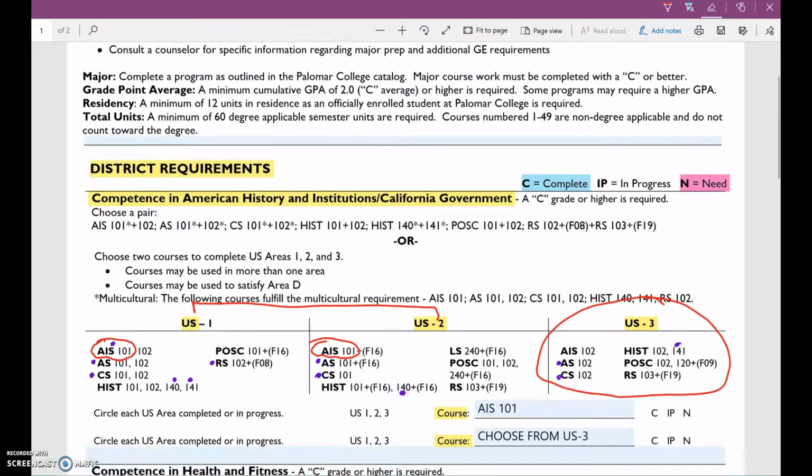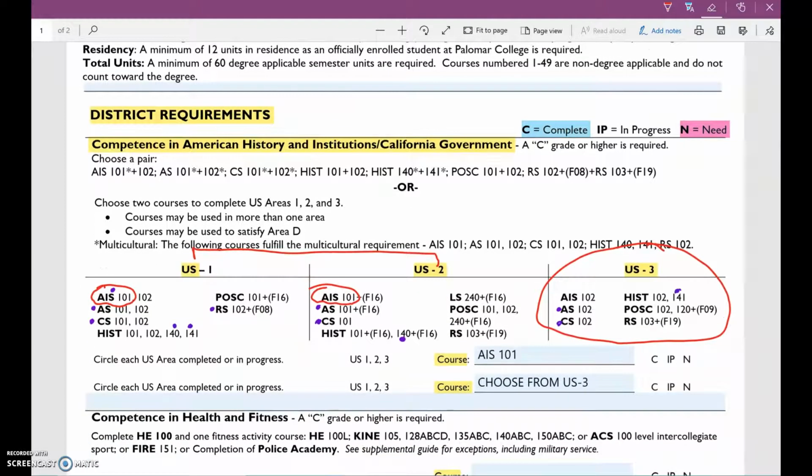The first requirement is the histories. There are 3 sections, US 1, US 2, and US 3, that need to be covered by 2 history courses. So there will always be one history course that covers 2 sections. And I've given you an example here. The American Indian Studies covers sections US 1 and US 2.